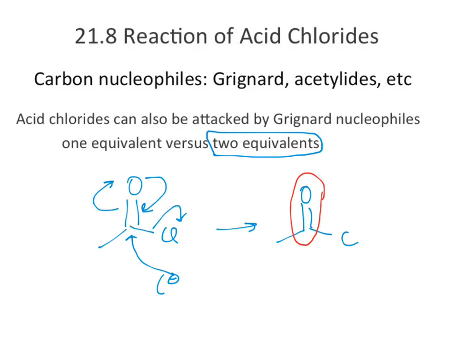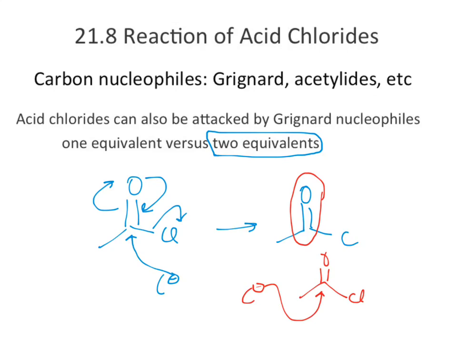Which is more reactive to your carbon nucleophile? The acid chloride. So what would be your preferential reaction? To continue to react with the acid chloride, not with the ketone. Okay? Slightly different situation than from the ester.